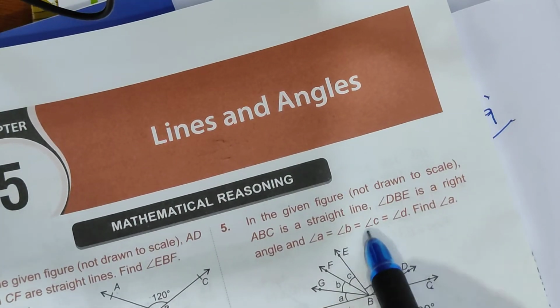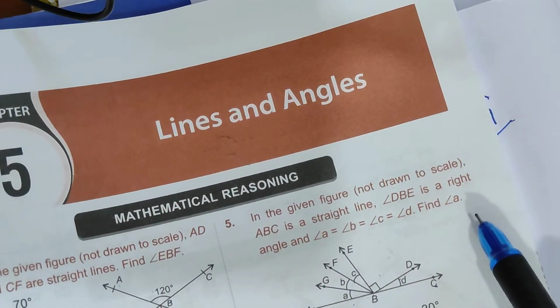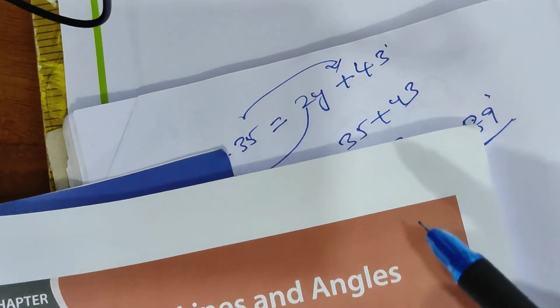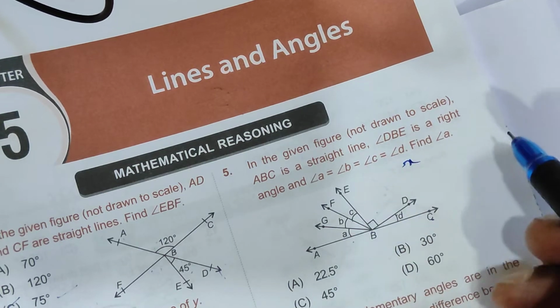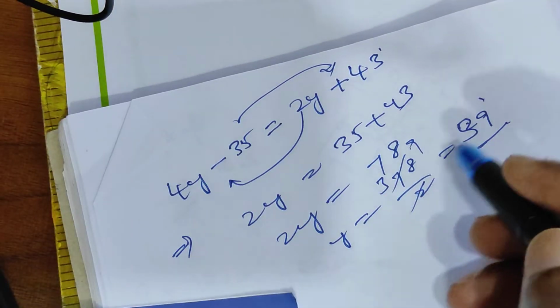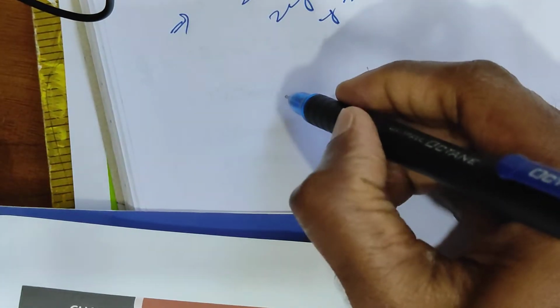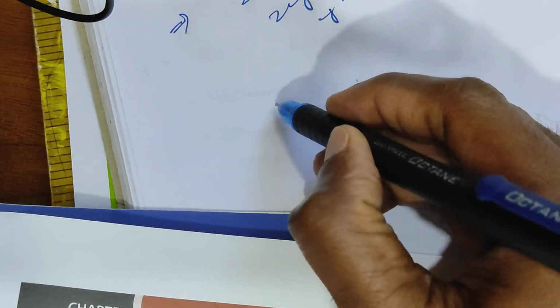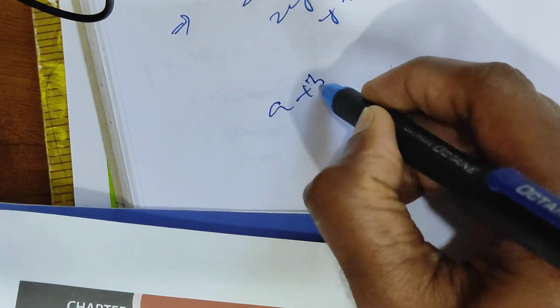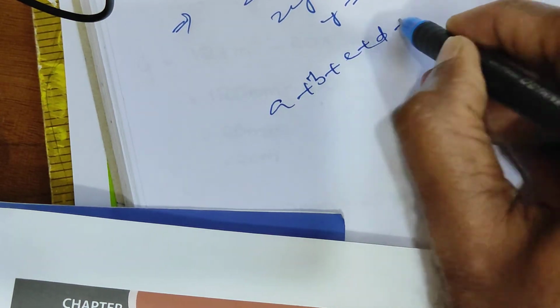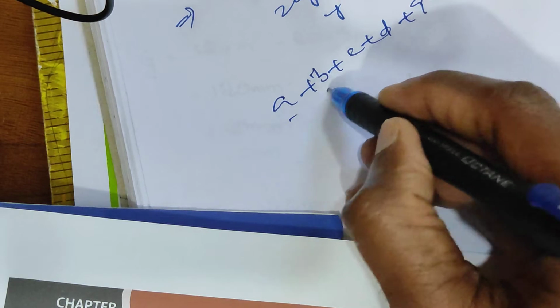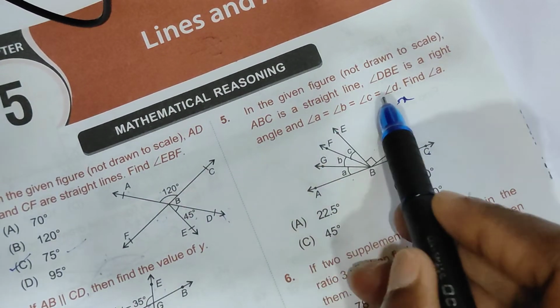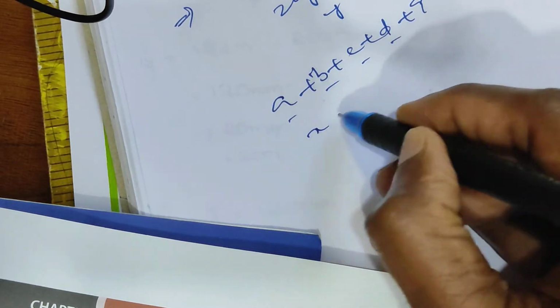A equals B equals C equals D, as given in the question. Find the angle A. We'll assume that all of them are angle X. So what can you do now? We have to sum all of them. A plus B plus C plus D plus 90 must be equal to 180. See here, all angles are equal, so I'm assuming each is angle X or angle A itself.